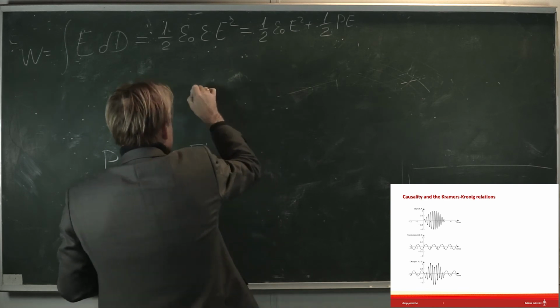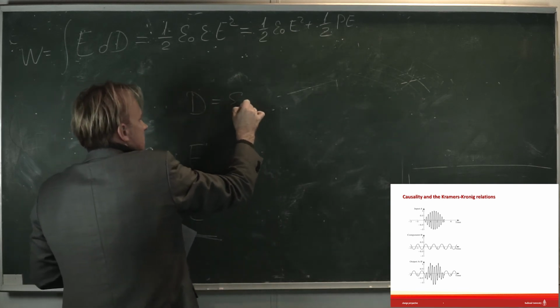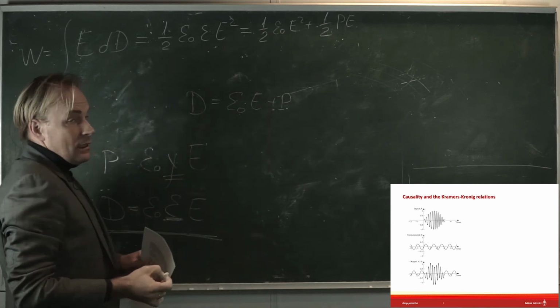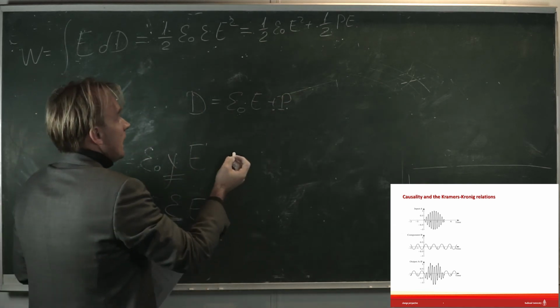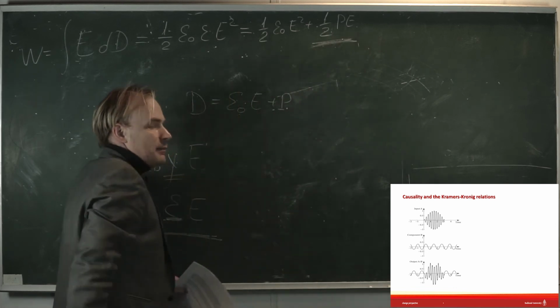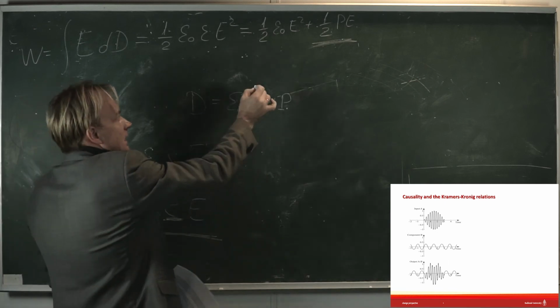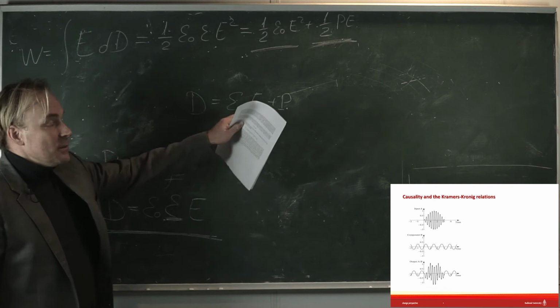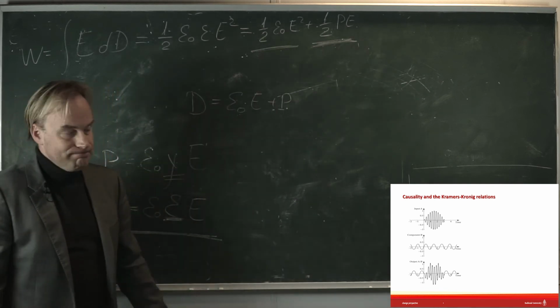Because D is also epsilon 0 EP. Look what we have here. This is indeed the energy of light-matter interaction. But this is the energy of the electromagnetic wave itself. It will also be present in the vacuum, for instance.